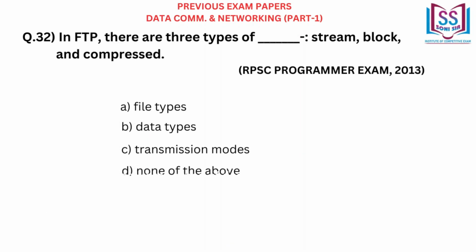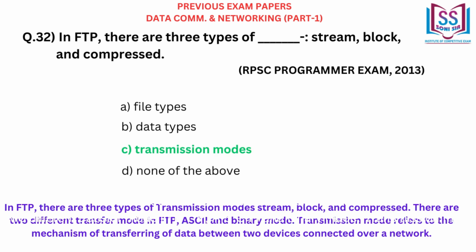In FTP, there are three types of dash stream, block, and compressed. A. File types. B. Data types. C. Transmission modes. D. None of the above. Correct answer C. Transmission modes.